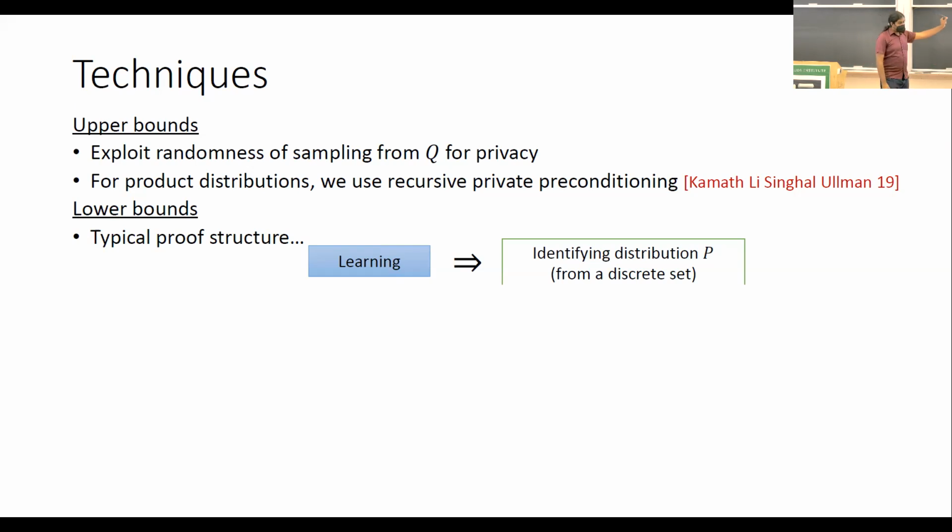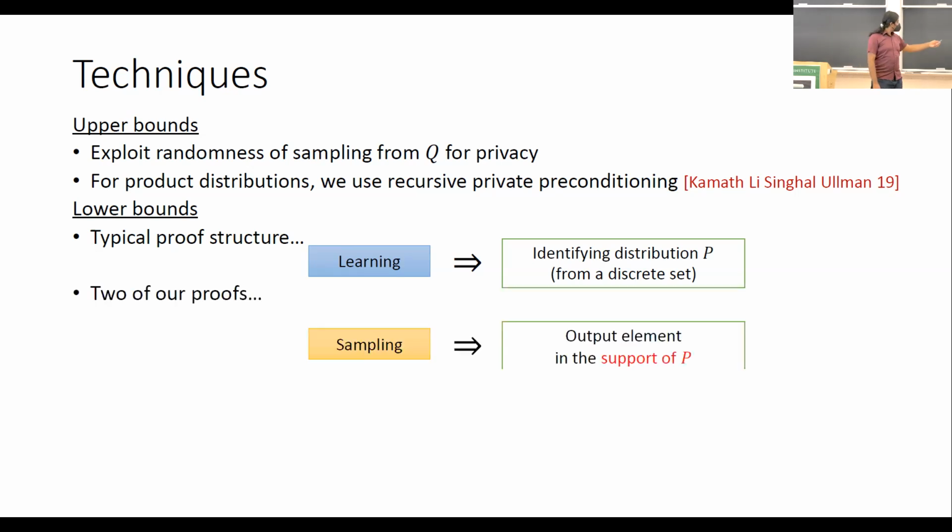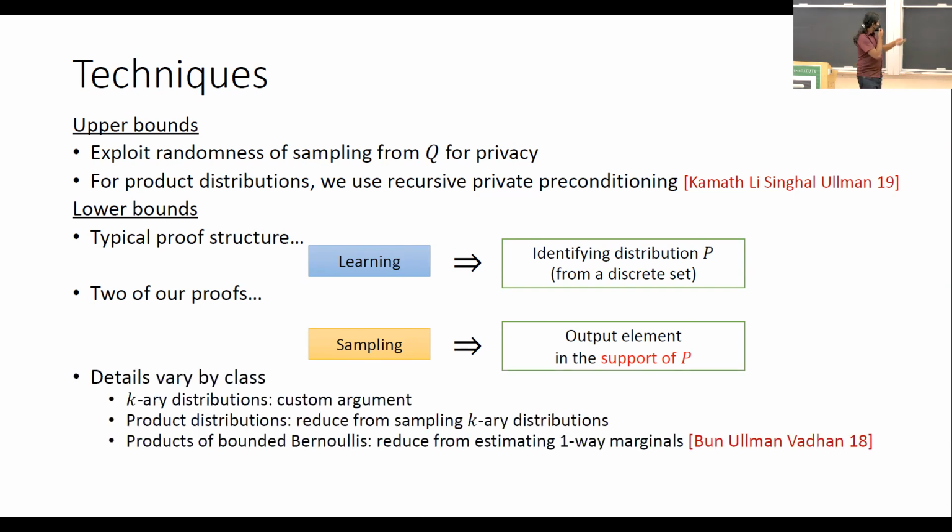But what I want to point out is that a single sample from the distribution cannot identify the distribution. And so this general recipe doesn't work for private sampling. To get lower bounds for private sampling, we have to try something different. Two of our proofs use the following approach. We show that if you want an accurate sampler, then you have to output an element in the support of the distribution. And it turns out that even this task is hard for differential privacy. And that's the general framework of our lower bounds.